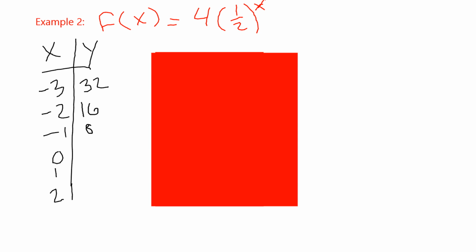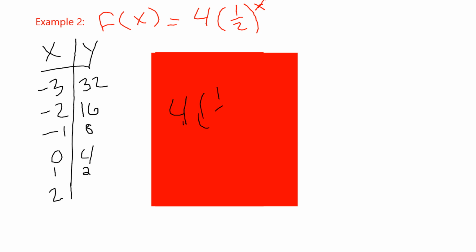Now I'm going to substitute 0 for x. So I'm going to have 4 times 1/2 raised to the 0th. Well, anything raised to the 0th power is 1. So 4 times 1 is 4. The last one I'm going to substitute in is 2. So we're going to have 4 times 1/2 raised to the 2nd power. So we have 1/4 times 4. Well, 4 times 1/4 is 1.